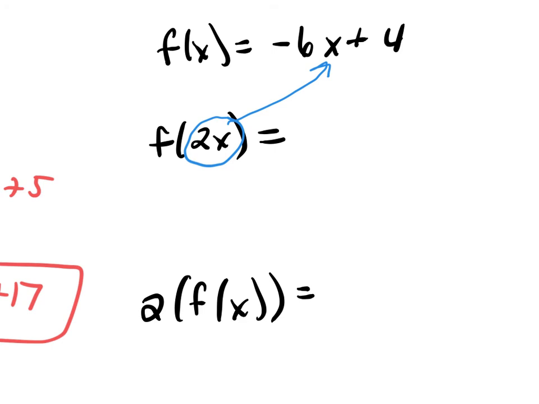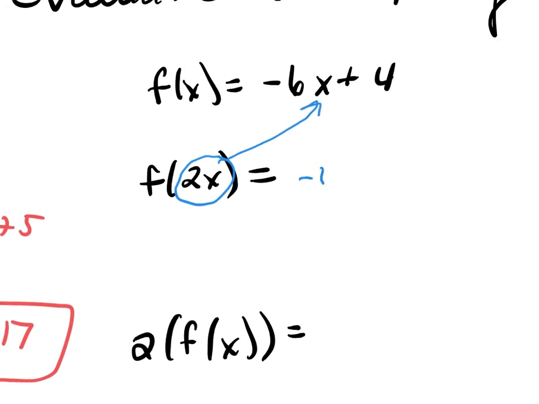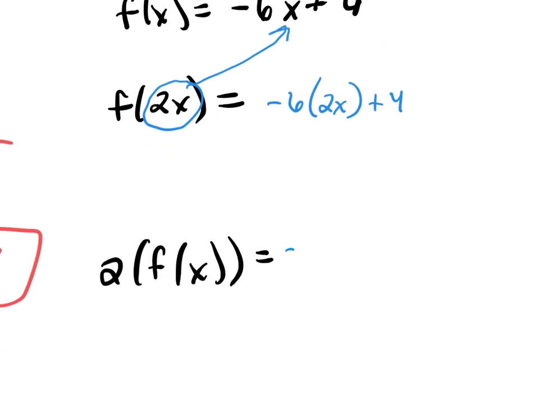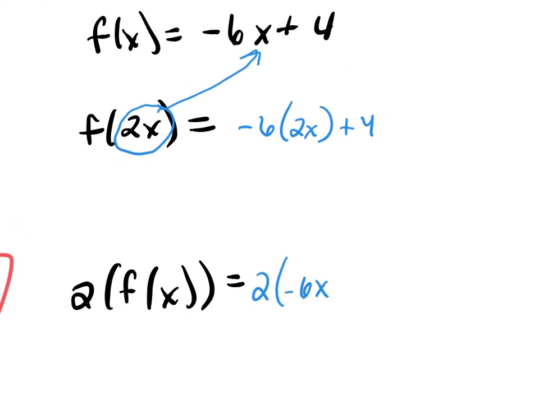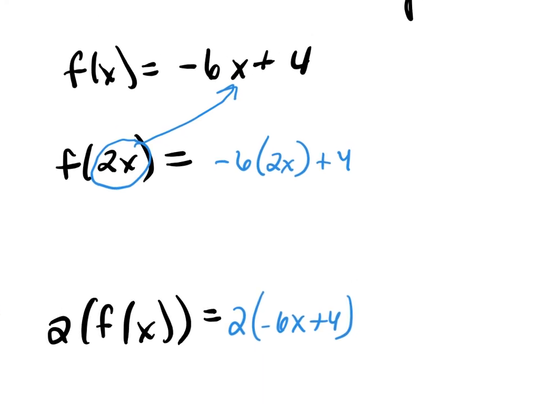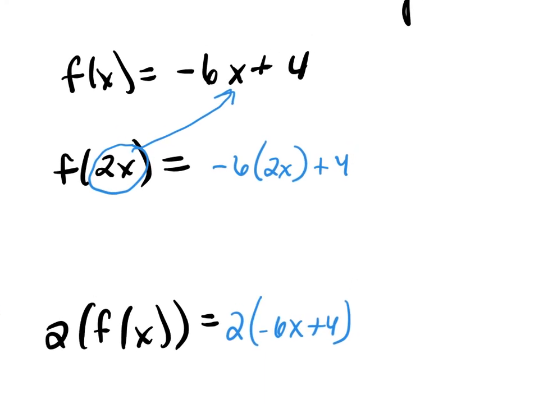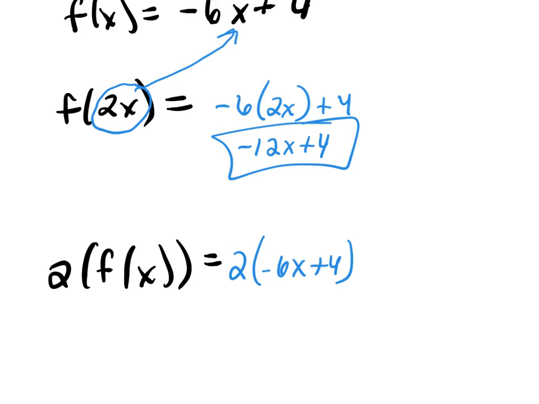Multiply it. That's it. So in this first one, they're saying, okay, -6, I'm going to plug in 2x where I see an x, and then plus 4. This one is saying 2 times -6x plus 4. Do you see the difference? When I combine these like terms, -6 and 2 is going to be -12x plus 4. When I multiply by 2, I distribute that 2 and I get -12x plus 8.